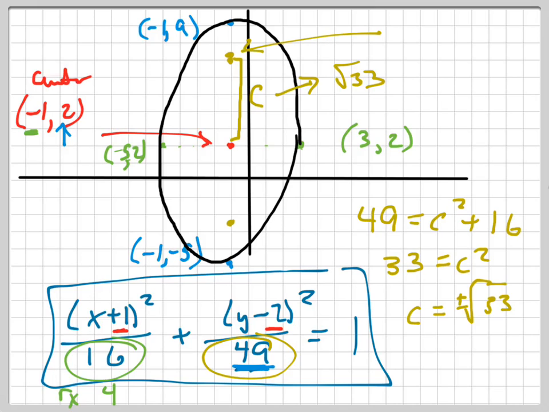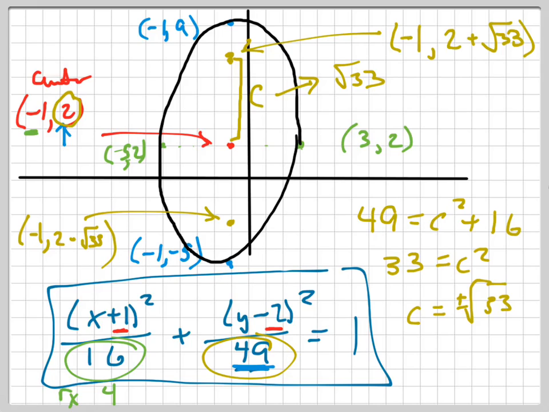So that point right there, again, I'm going up and down, so I'm going to add it to the 2, is (negative 1, 2 plus root 33). And that point right there is (negative 1, 2 minus root 33), because I'm going down root 33 from that one. And there are all the values that I need.